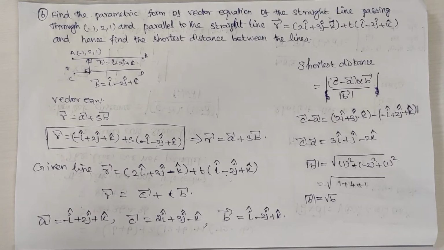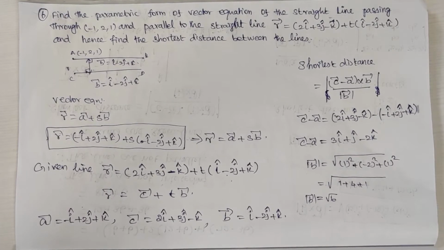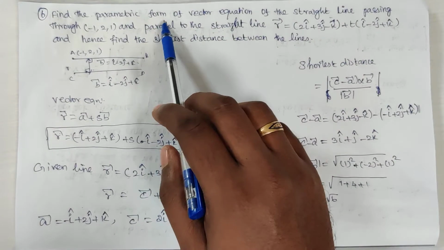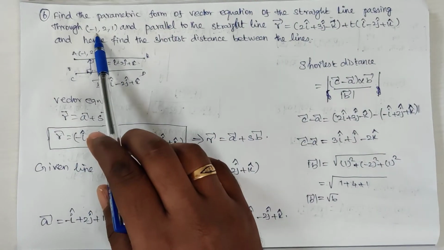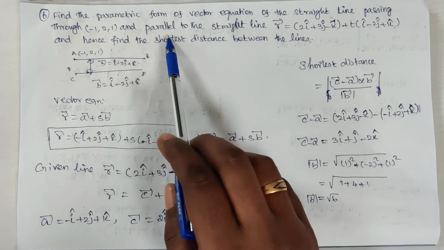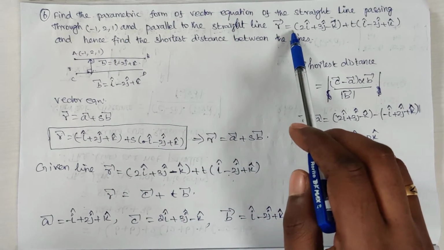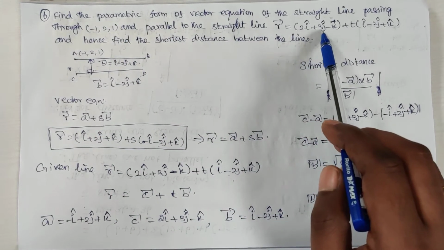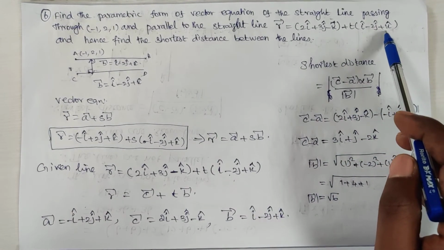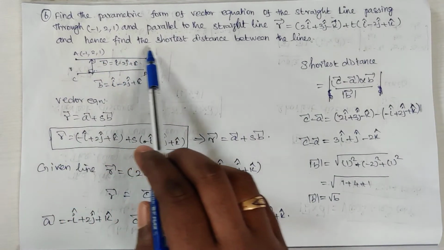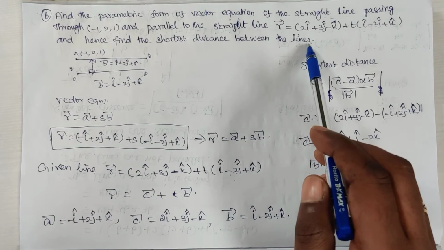Hi children, today we are going to discuss exercise 3.5 question number 6. Find the parametric form of vector equation of the straight line passing through (-1, 2, 1) and parallel to the straight line r vector is equal to 2i cap plus 3j cap minus k cap plus t into i cap minus 2j cap plus k cap, and hence find the shortest distance between the lines.